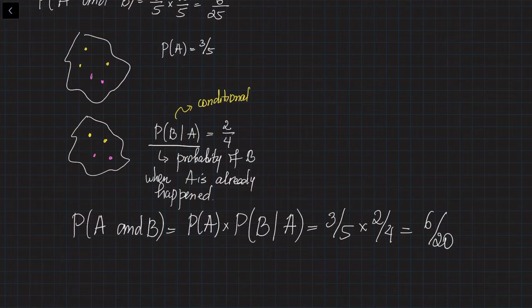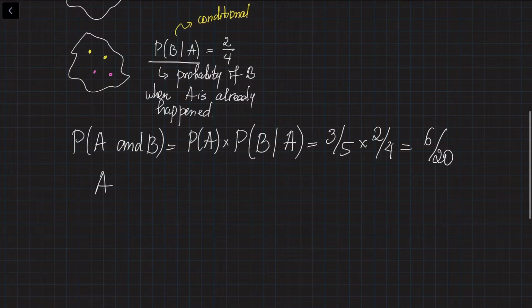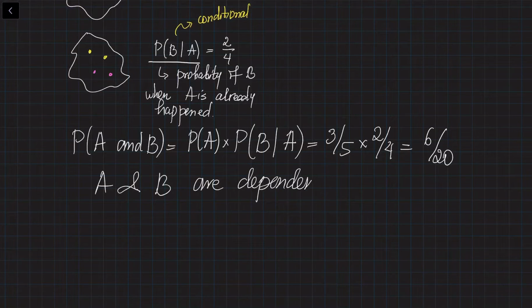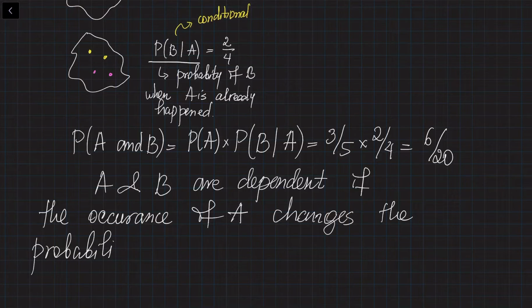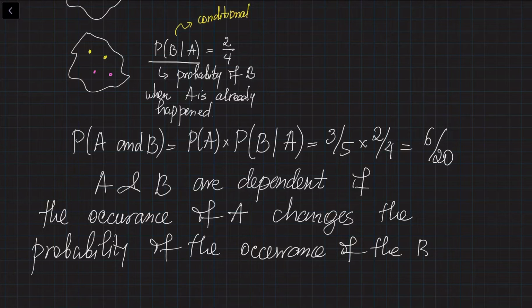So in this case, we say that A and B are dependent if the occurrence of A changes the probability of the occurrence of B. Basically, if A happens, then the probability of choosing B is going to change.